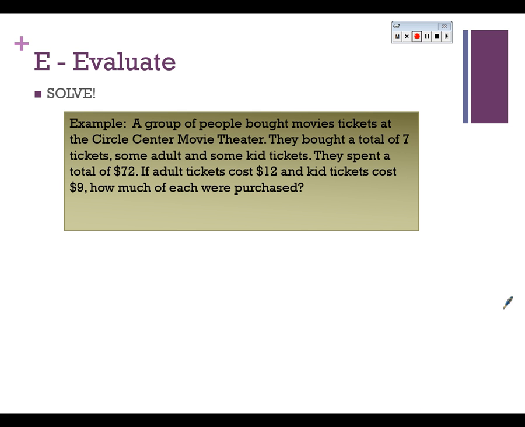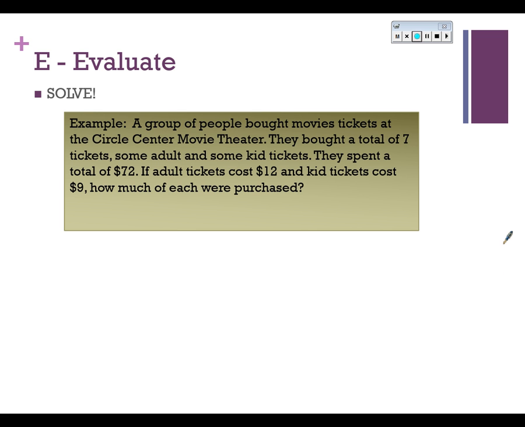So if we have 4 kid tickets, that automatically means we have how many adult tickets? 3. And how do you know that? Because there were 7 total tickets. Okay, if there's 7 total and we just found out 4 were kids, that only leaves 3 to be adult tickets.